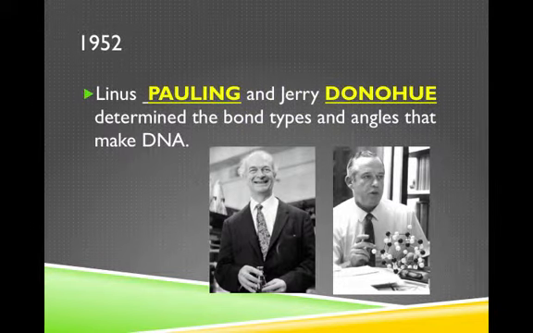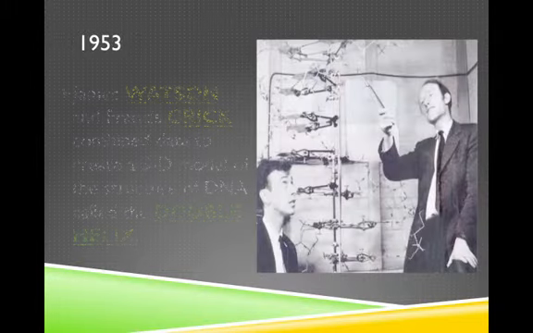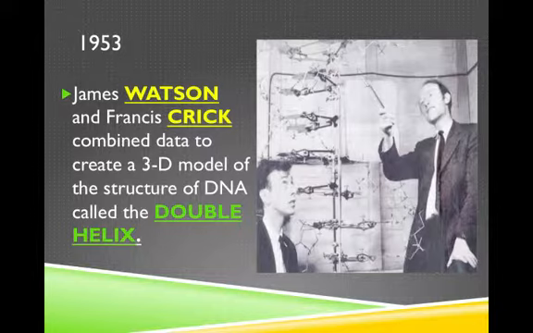In 1952, Linus Pauling and Jerry Donohue determined the bond types and angles that make up DNA. This was important because this is what gave us a little bit more information regarding the shape of DNA. And in 1953, Watson and Crick combined their data to create a 3-dimensional model of the structure of DNA. They called this a double helix. They're the ones that are credited with the double helix, so it's important to note that on the SOL, if they asked you who discovered the double helix model of DNA, it would be Watson and Crick and not Franklin.